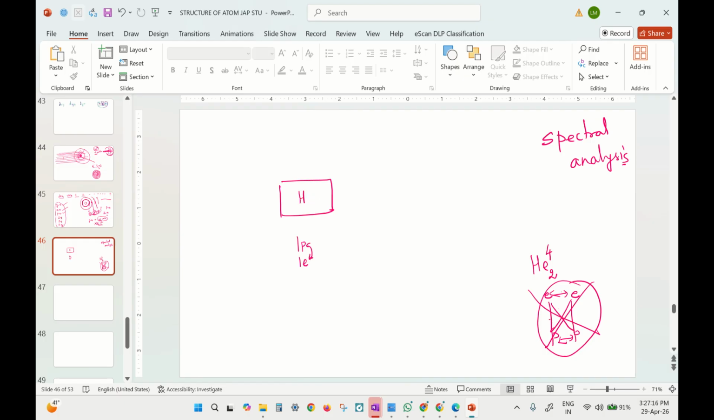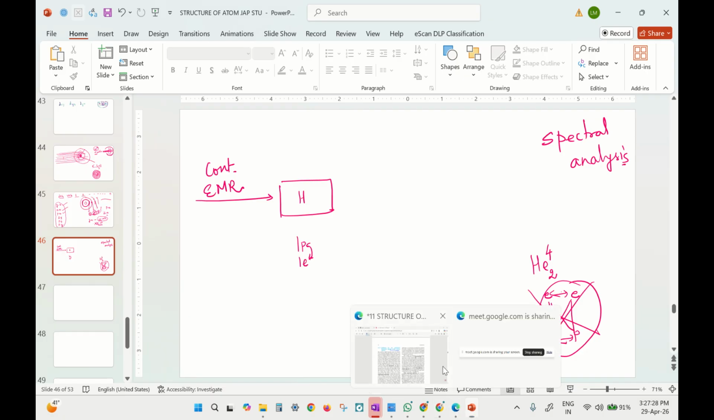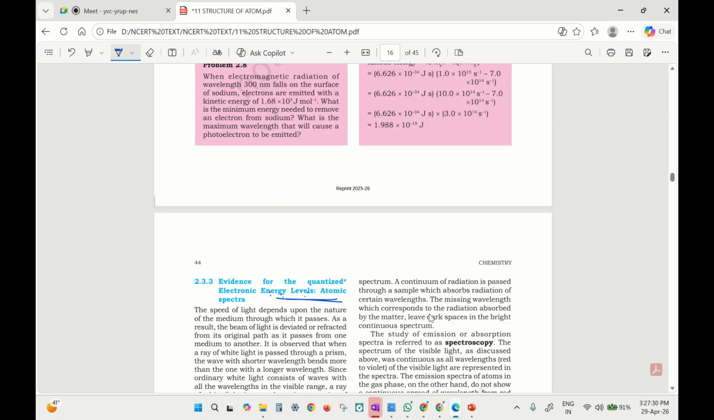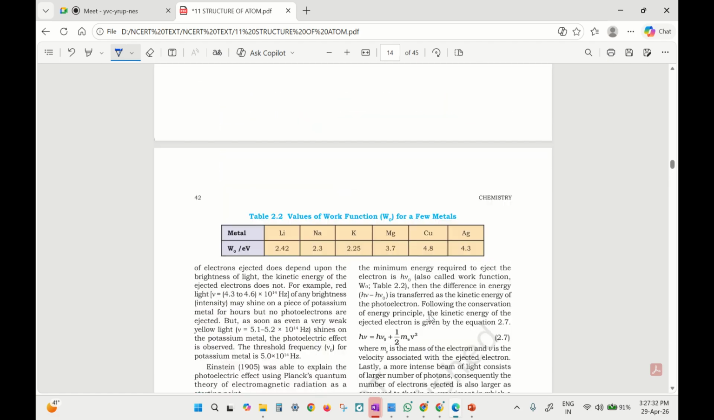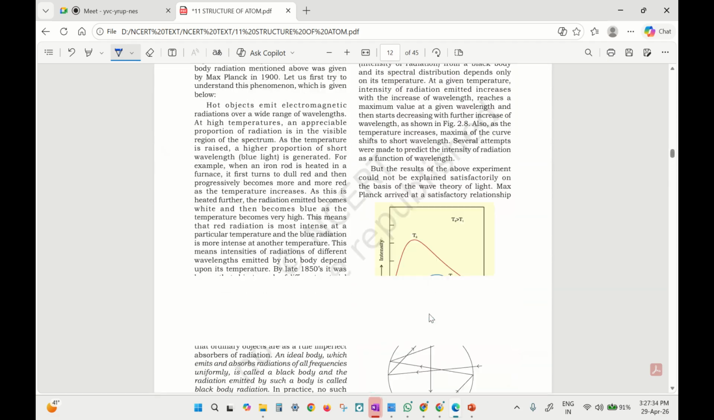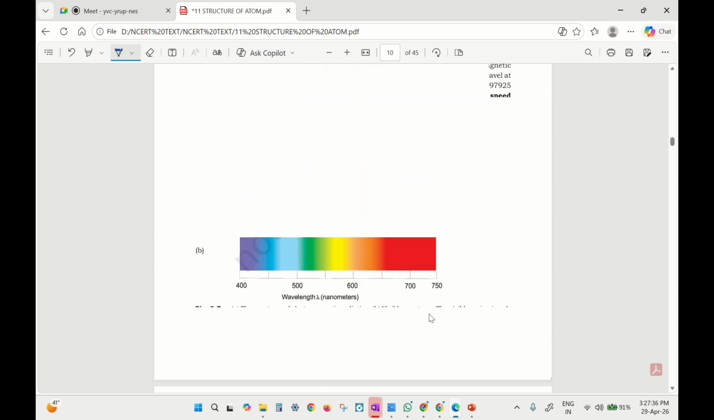Okay, in atomized form, and exposed them to electromagnetic radiations, which happens to be continuous. So you have to understand what is meant by continuous spectrum, continuous form of electromagnetic radiations. What is meant by continuous spectrum?